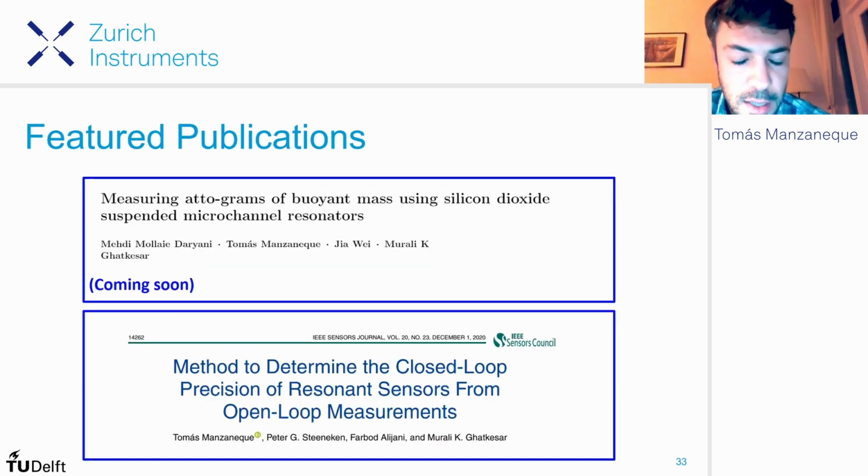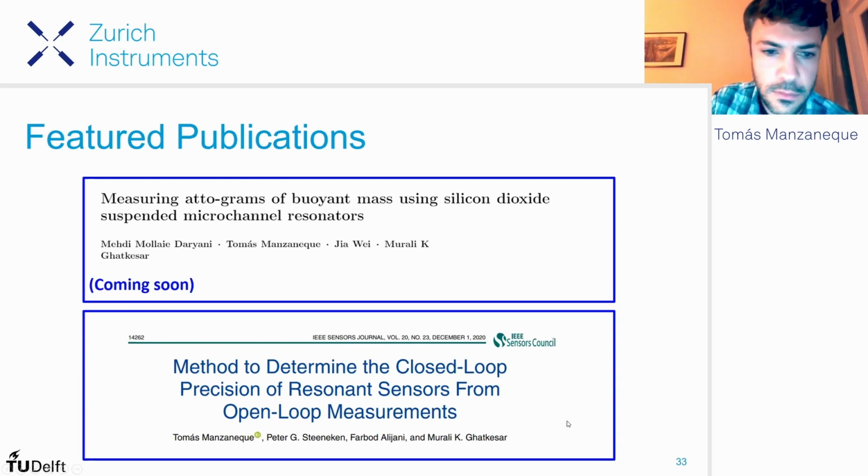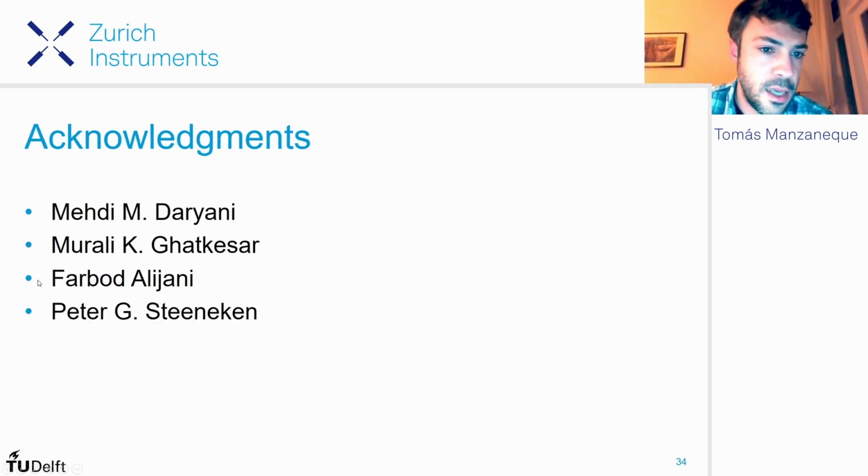So I would like to mention the publications that describe this work that I just presented. This one is coming soon in Microfluidics and Nanofluidics and contains the characterization of the microfluidic resonators. And the method to convert from open loop to closed loop is already published in this IEEE Sensors paper. Then I would like to thank Mehdi Dariani for the nice measurements of the microfluidic resonators and their limits, and Murali Gatkesar, Parvo Talijani, and Peter Steeneken for their contribution in the supervision and also the nice discussions that we had.